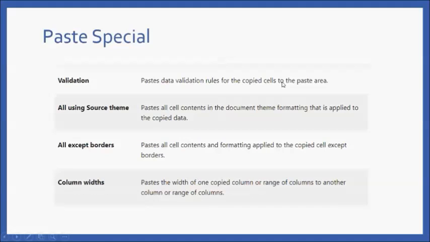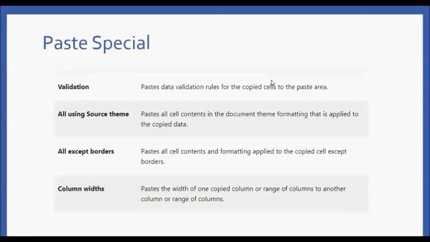Okay, next we have Validation. Paste data validation rules for the copied cells to the paste area. All using Source Theme: paste all cell contents in the document theme formatting that is applied to the copied data. All except Borders: paste all cell contents and formatting applied to the copied cell except borders. Column Widths: paste the width of one copied column or range of columns to another column or range of columns.